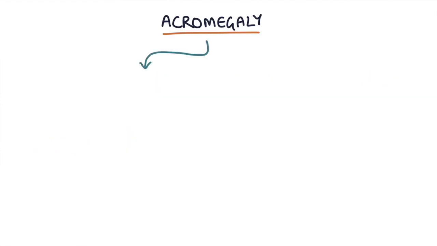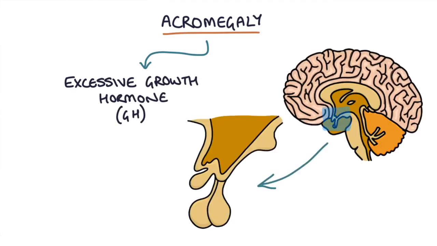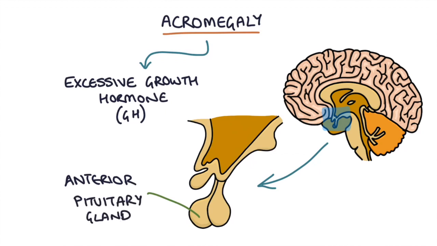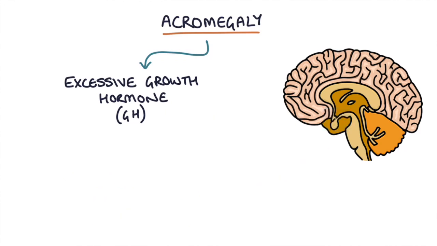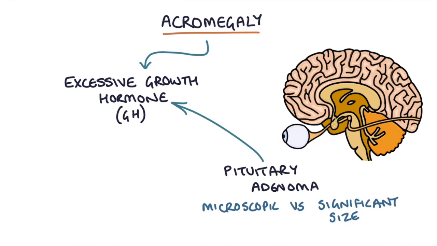Acromegaly is the clinical manifestation of excessive growth hormone, or GH. Now, growth hormone is produced by the anterior pituitary gland. The most common cause of unregulated growth hormone is a pituitary adenoma, so a hormone-secreting tumour of that pituitary gland. And this adenoma might be microscopic, so small that you can't see it on a scan, or it can be significantly sized so that it causes compression of the local structures.